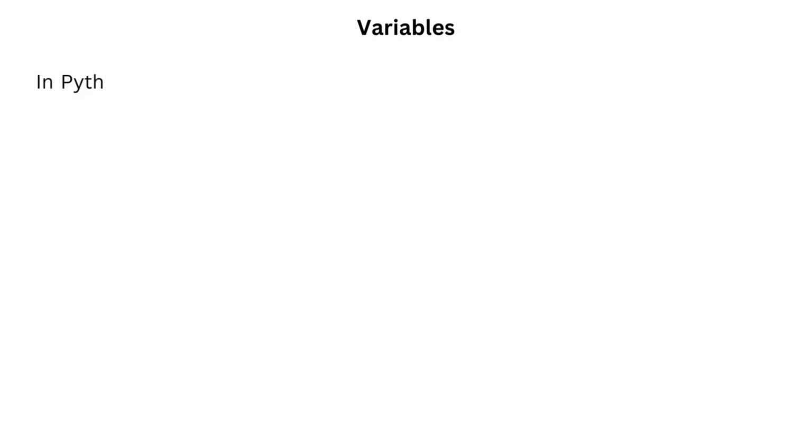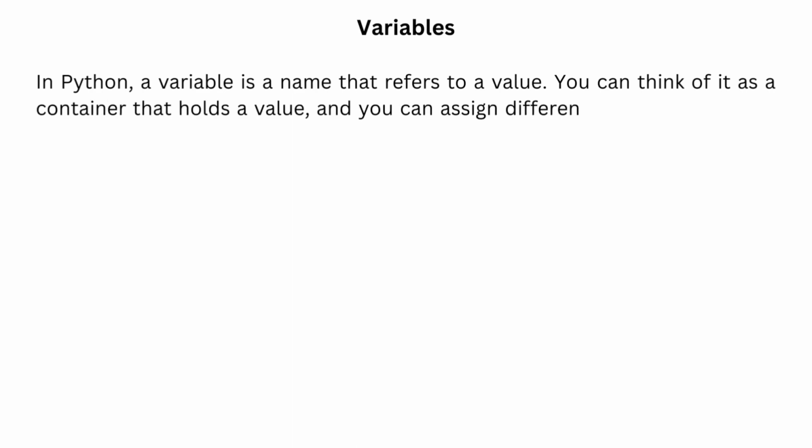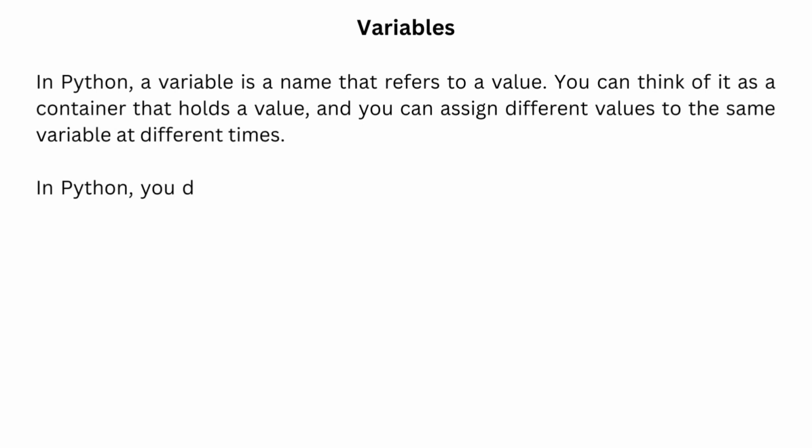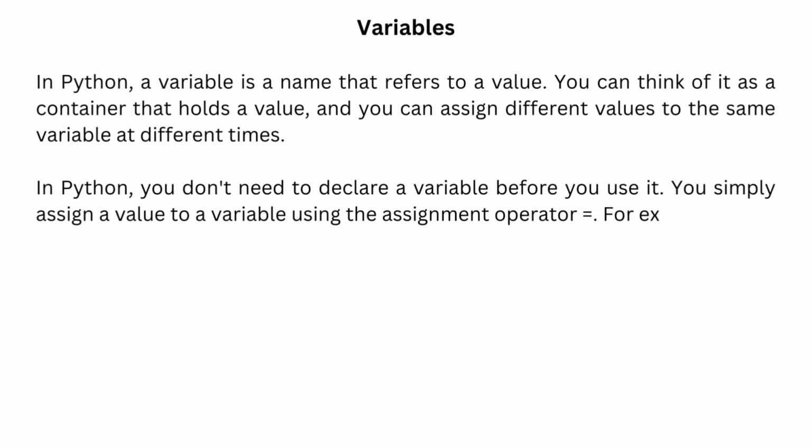In Python, a variable is a name that refers to a value. You can think of it as a container that holds a value, and you can assign different values to the same variable at different times. In Python, you don't need to declare a variable before you use it. You simply assign a value to a variable using the assignment operator, equals.